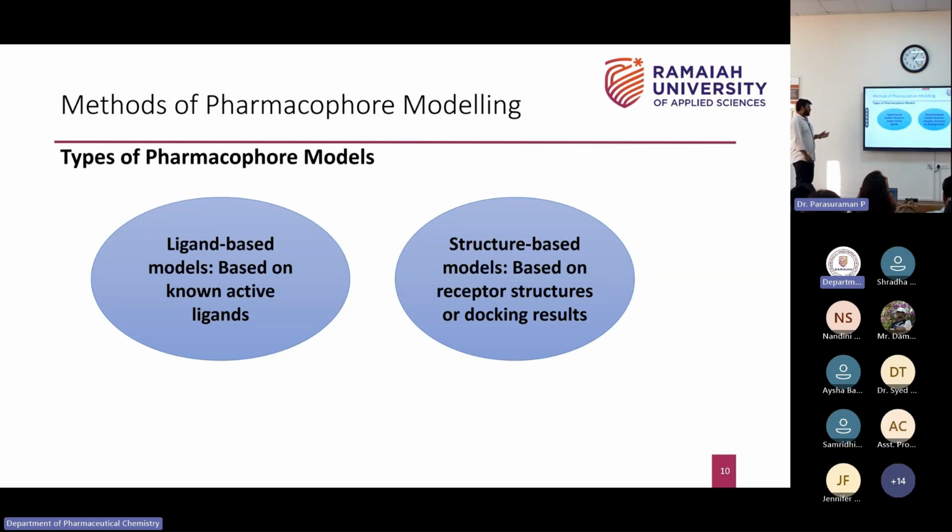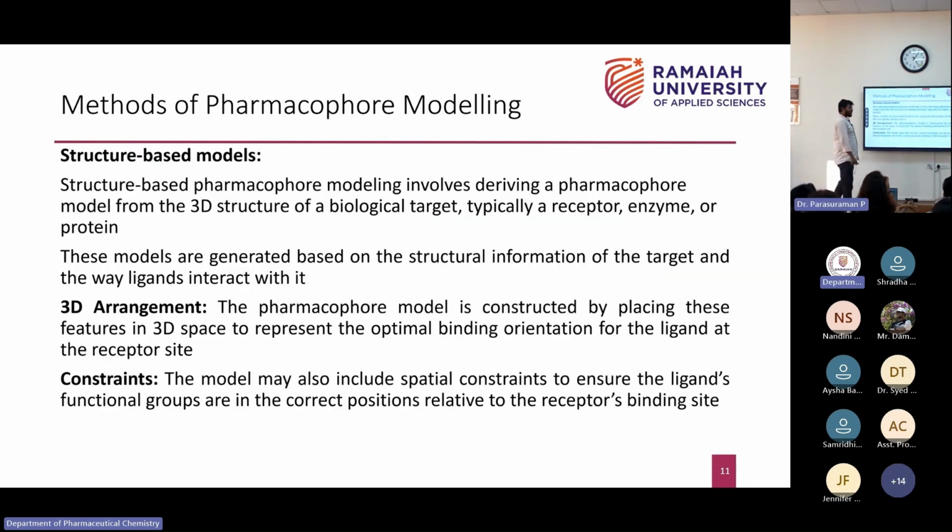Here I'm going to talk only about structure-based pharmacophore modeling. So what are the requirements for structure-based? We need a protein. Like the 3D arrangement, the pharmacophore model is constructed by placing these features in 3D space that represent the binding orientation for the ligand at the receptor site.